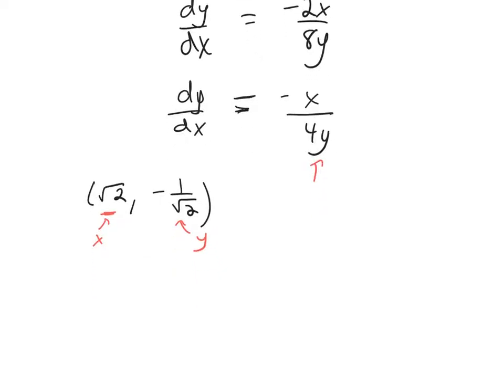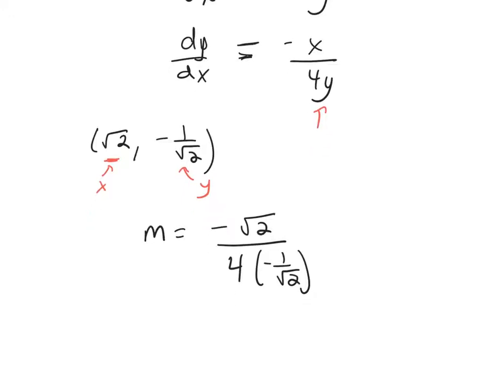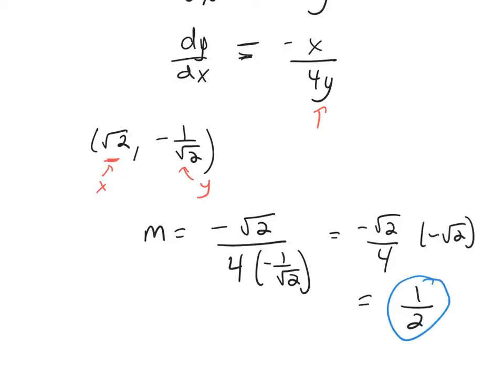So the slope, m, of our tangent line would be negative square root of 2 over 4, times negative 1 over the square root of 2. So if you flip that bottom fraction up, you'll get negative square root of 2 there. So it'll become a positive 2 over 4, or 1/2. And there is the slope of my tangent line.